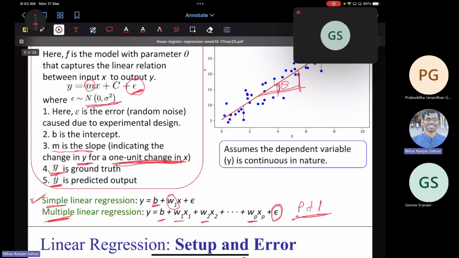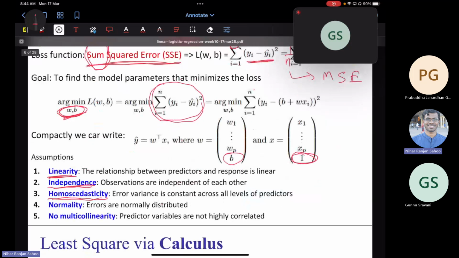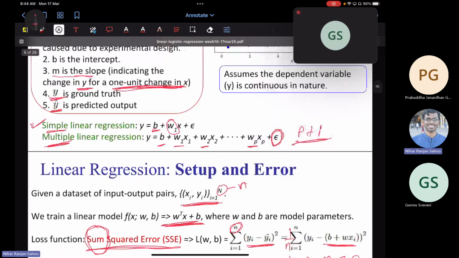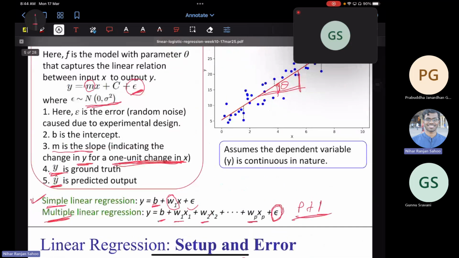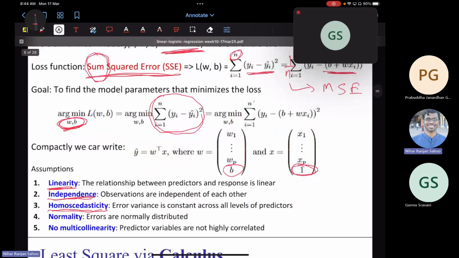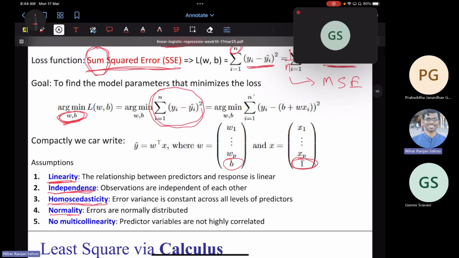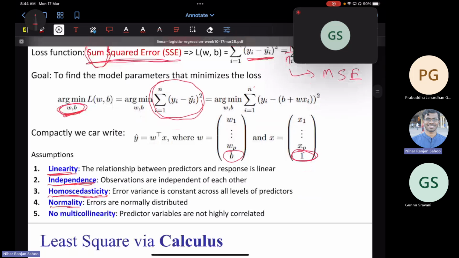So this particular error has a variance sigma square. That's what it is saying: error variance is constant across all levels of the predictor. So if you have x1, x2, xp, whatever predictors you have, for every predictor the error variance is the same. Then normality: the errors are normally distributed. That's the assumption. There are fancy algorithms where the error is not normally distributed, but as part of your syllabus, it's not covered.